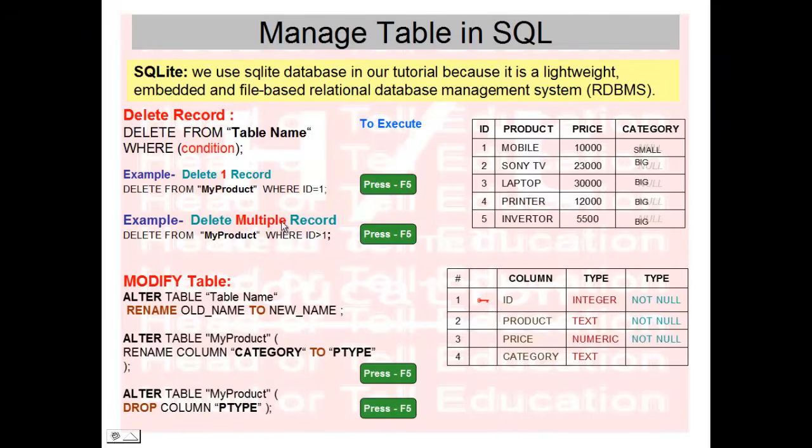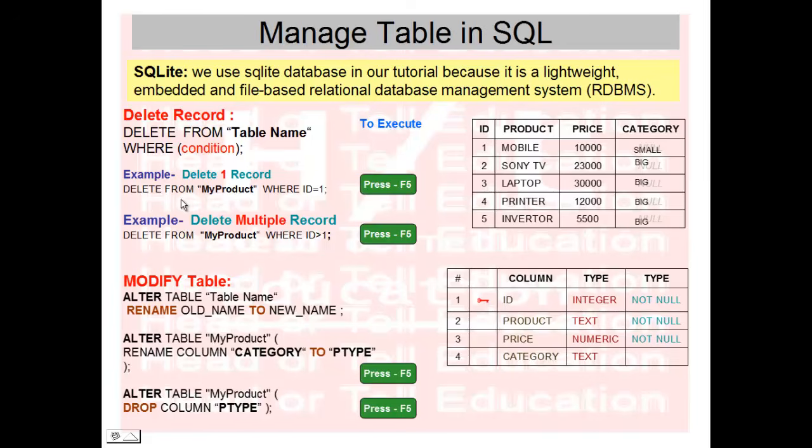Now the next part is deleting a record. This time we have only 5 records, but in real-life databases there are many thousands, 10,000, or 1 lakh records. If we want to delete a record, we use the delete query: delete from table, and a where condition, according to which records we need to delete. If we don't use the condition, then all records are automatically deleted by using delete from table.